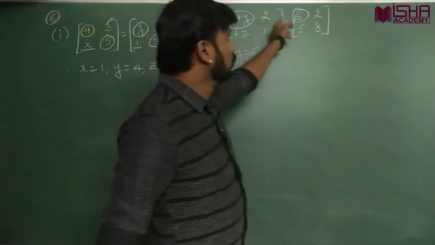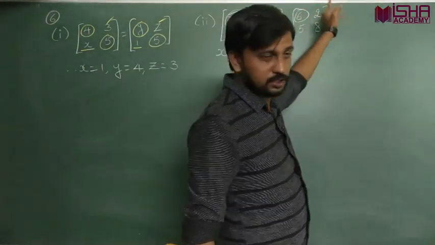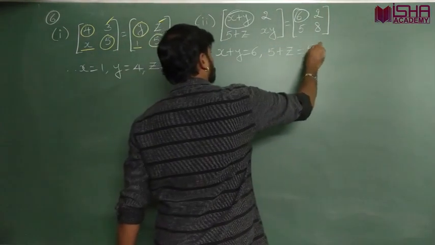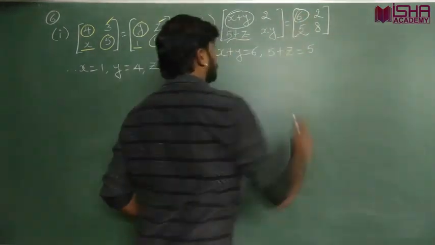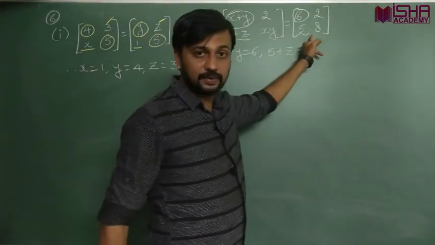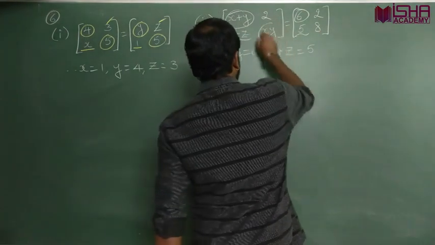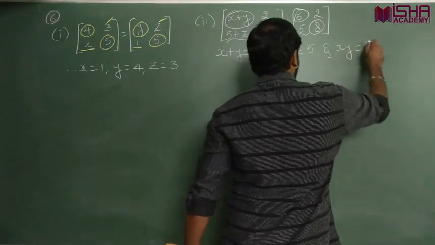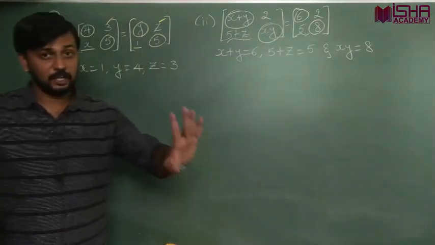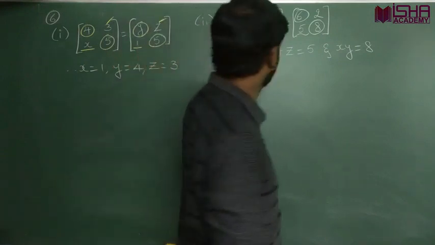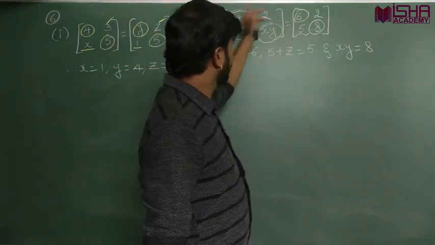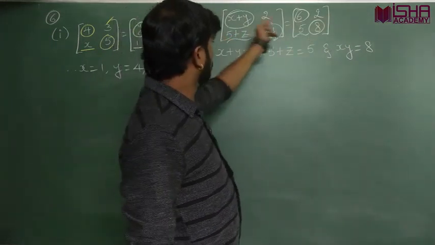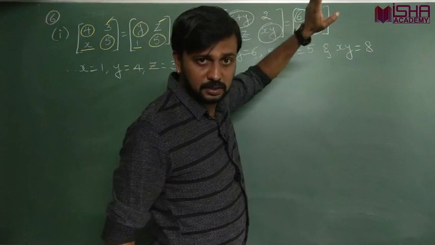Next, 2 equals 2, no need to write that. Next, 5 plus z equals 5. Correct? And last, xy equals 8, x into y is equal to 8. Is that clear? Everybody understood how to equate? No doubts in this, right? So x plus y equals 6. First element equals first element, second element equals second element. Similarly, in the second row, first element equals first element, second element equals second element.